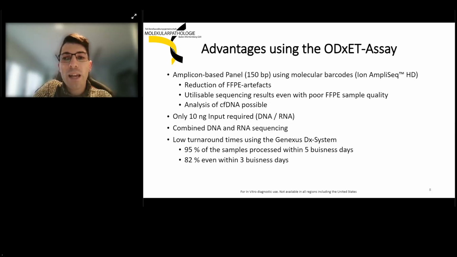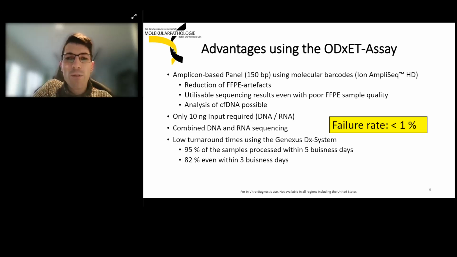DNA and RNA can be analyzed simultaneously, and sequencing on the Genexus Dx system enables fast sample processing with few hands-on time. In our lab, we were able to process 95% of the samples within 5 business days upon arrival, and 82% can even be processed within 3 business days. And we have a very low failure rate, which is below 1%.